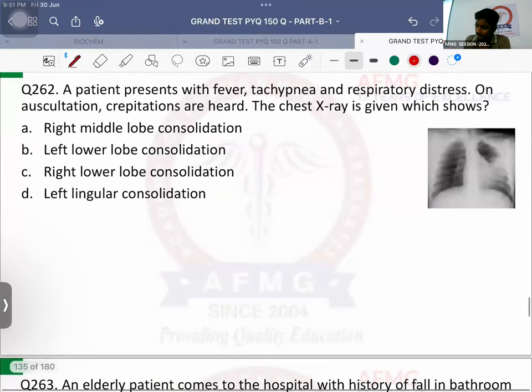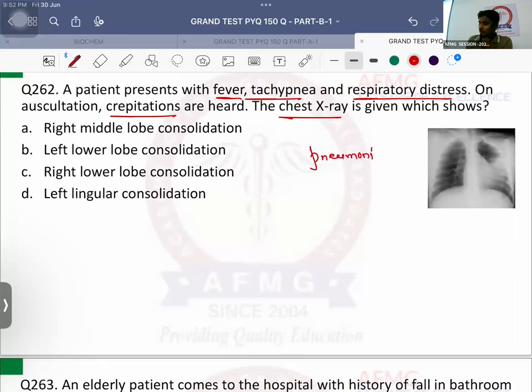262. A patient presents with fever, tachypnea, respiratory distress. On auscultation, crepitations are heard. Chest x-ray is given which shows... Fever, tachypnea and respiratory distress are features of pneumonia. And pneumonia causes fluid collection inside the lungs, and that leads to opacity or whitish appearance on the x-ray. That is what is called as consolidation.